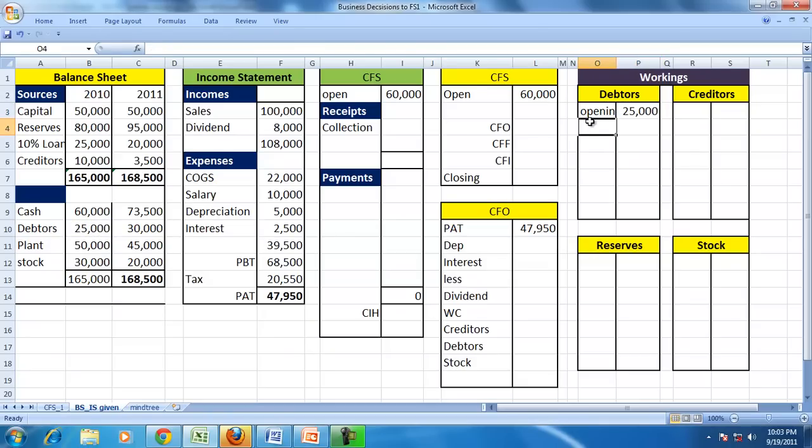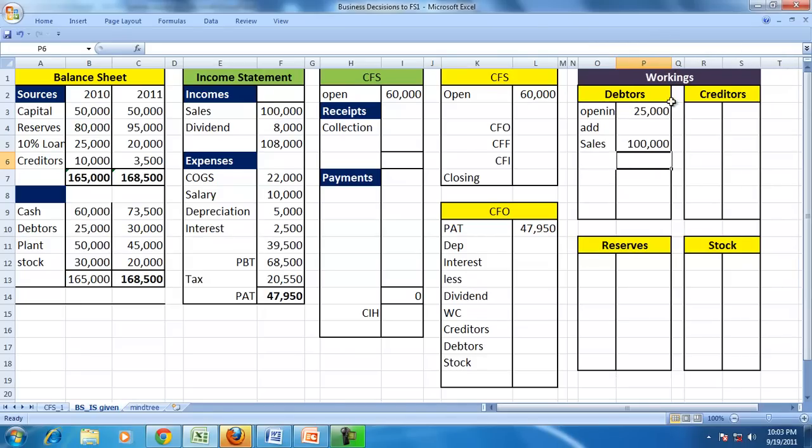Sales during the period, so add sales, and the sales during the period is 100,000. Sales during the period is 100,000 less collections will give us the closing debtors, because there is no bad debt or discount. So the closing debtor is 30,000. So that means the collection is 25,000 plus 100,000 minus 30,000.